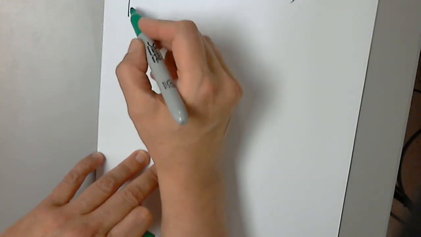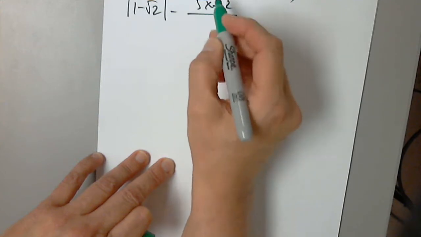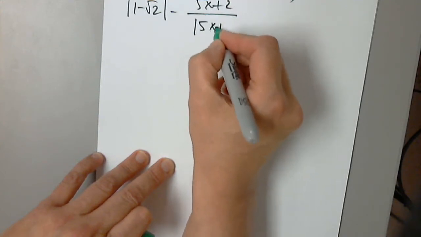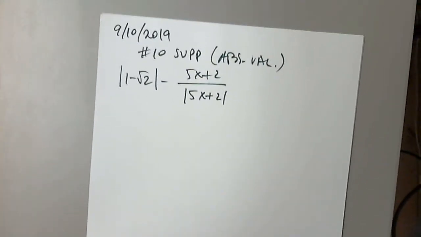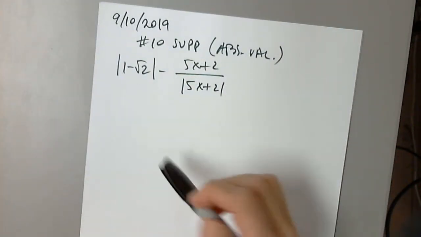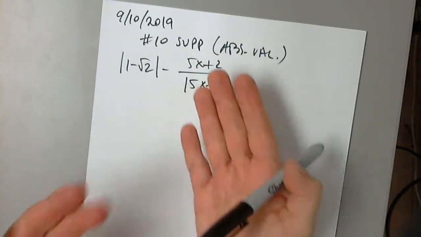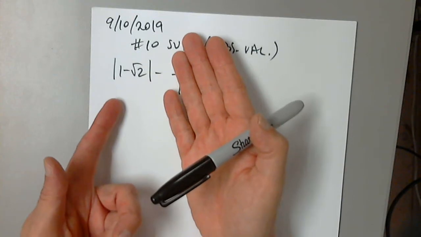Problem 10 says 1 minus the square root of 2 minus (5x plus 2) divided by the absolute value of 5x plus 2. You may have been thrown off by this, because the rest we've done in class. So probably this is the only thing that bothers you, correct?